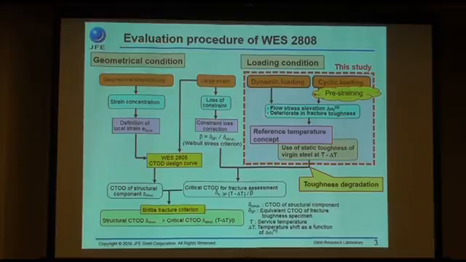This is the outline of WES 2808, and my talk is related to this red column. That means the final goal is toughness degradation, which is described by the transition temperature rise due to the dynamic loading and also the prestrain coming from the cyclic loading.